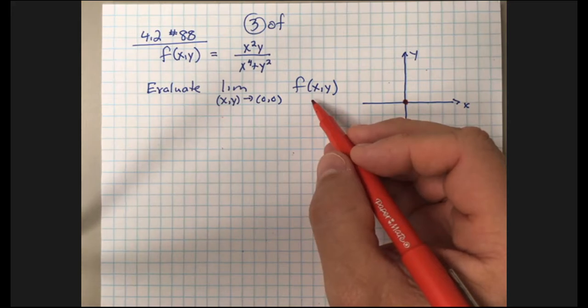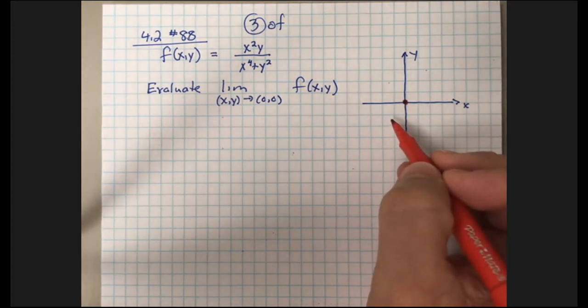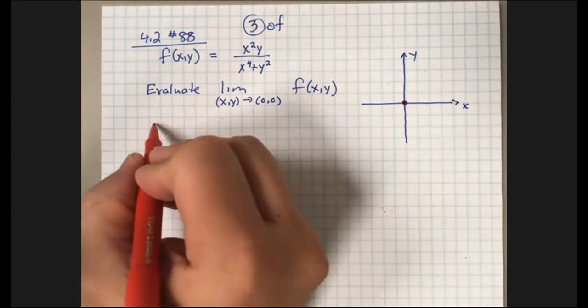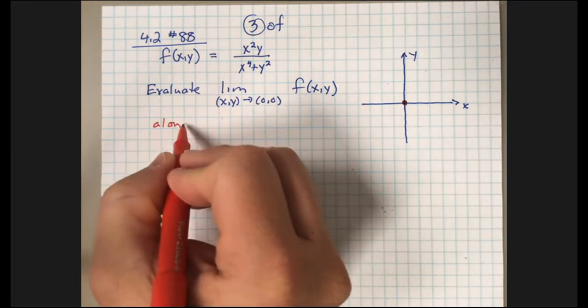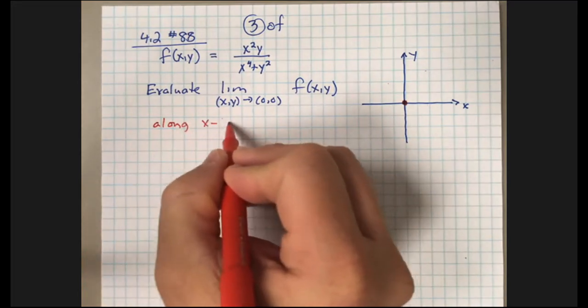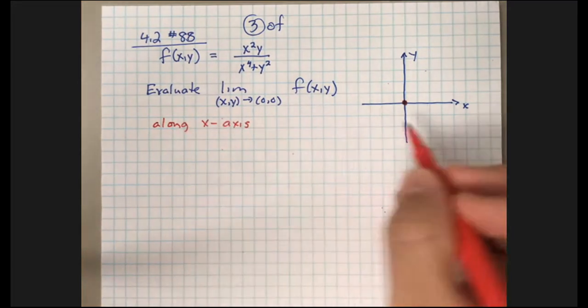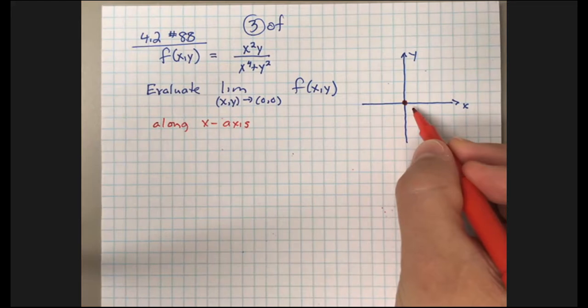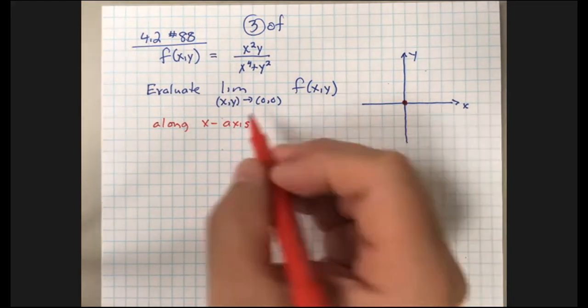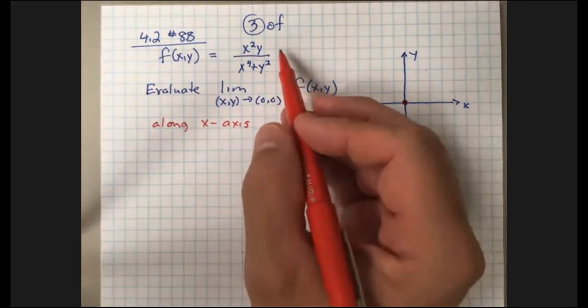But even to show that, I'll have to show you different limits from different directions. So the book points out, let's say we want to approach along the x-axis. Here's my point 0, 0 at the origin. And I suspect something stranger is happening here than before.